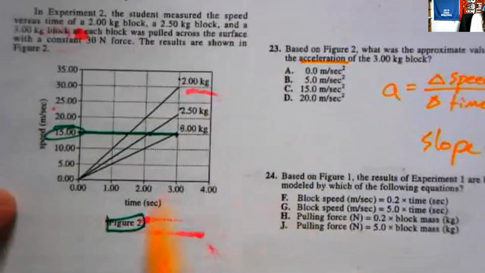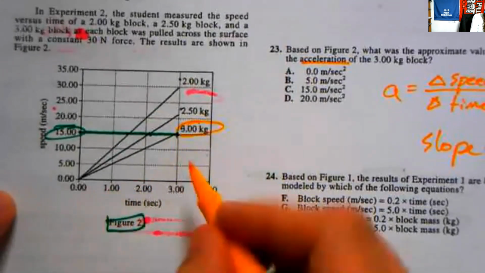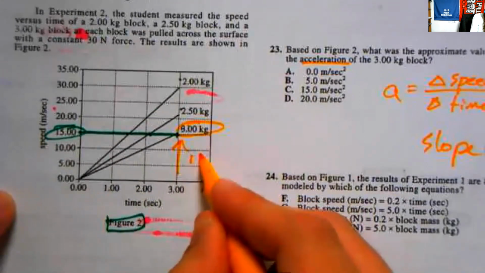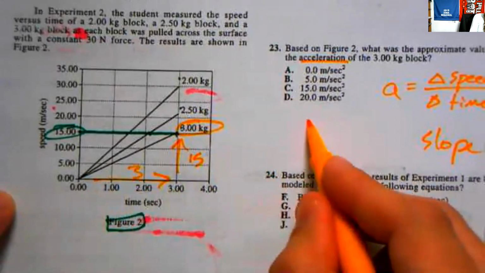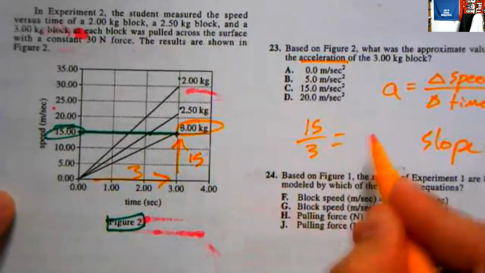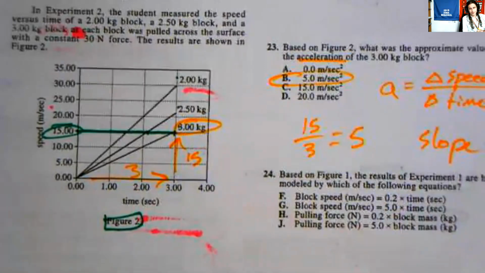You look over here at figure 2, you look at this 3-kilogram block. What was the rise? The rise was 15. The run was 3. We're talking about 15 over 3 is 5. If you didn't know what acceleration was, it was hard to answer that question. There's going to be a couple questions in each test that require you to know a little vocab. Maybe 4 questions on the test that you have to know some vocab, and that happened to be one of them.